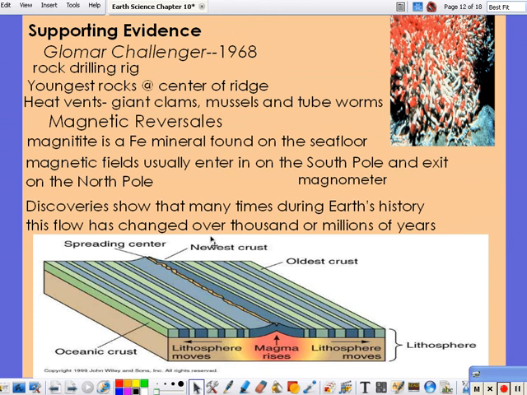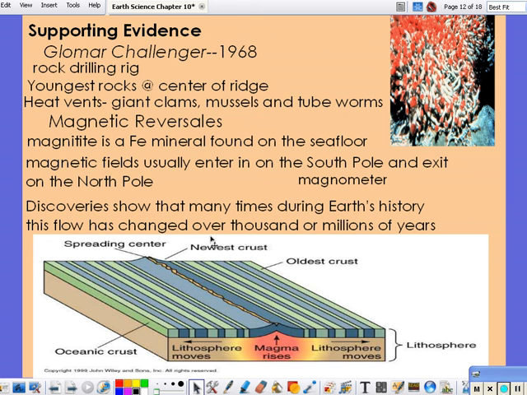So he needed some supporting evidence, and what we came up with was the Glomar Challenger in 1968. The Glomar Challenger was an expedition ship, and it was equipped with a rock drilling rig. They began to do some drilling and sampling, and they found, to their surprise, that the youngest rocks were at the center of this mid-oceanic ridge.